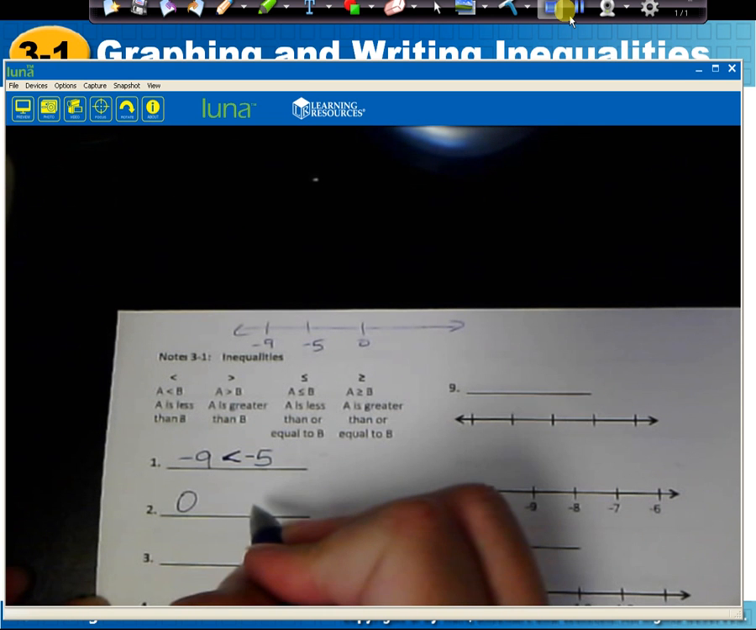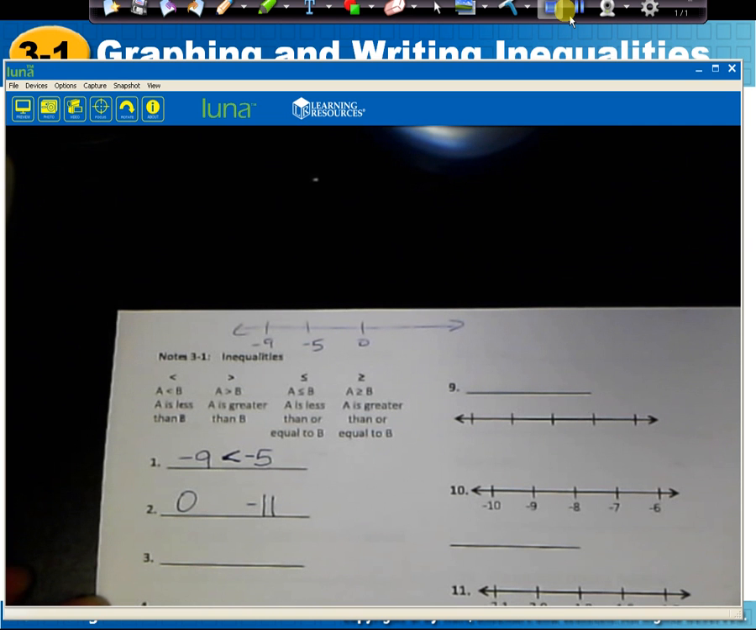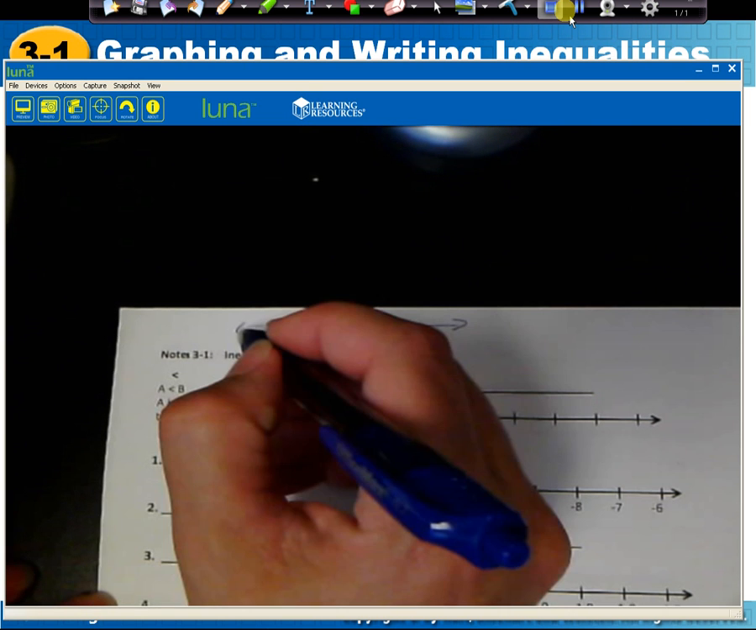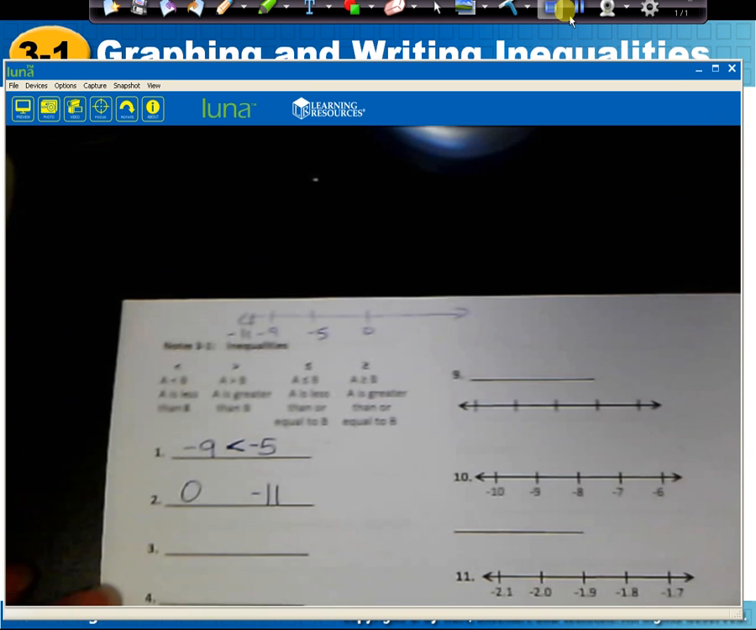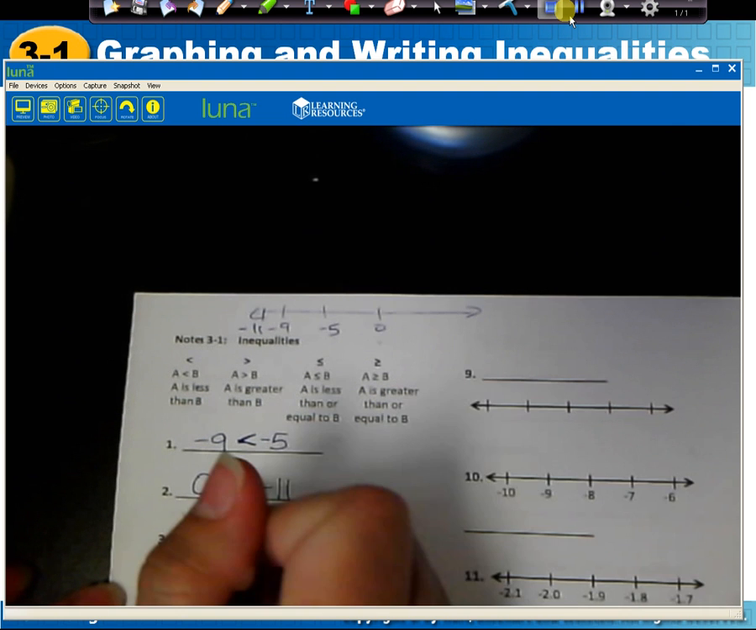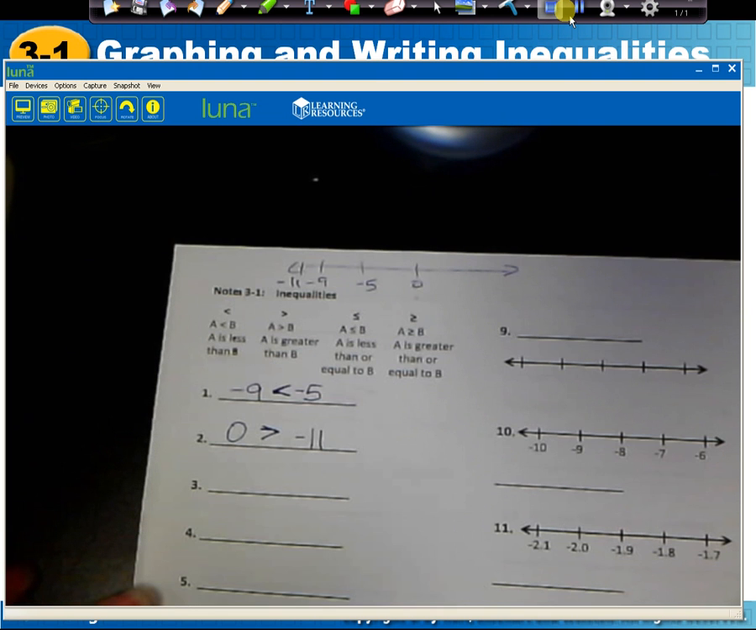In the next blank, I want you to put 0 and -11. Is 0 bigger or smaller than -11? Hopefully you know, back to our number line, -11 is down here somewhere. 0 is bigger than -11. So the alligator eats the bigger number, and it's greater than, 0 is greater than -11.